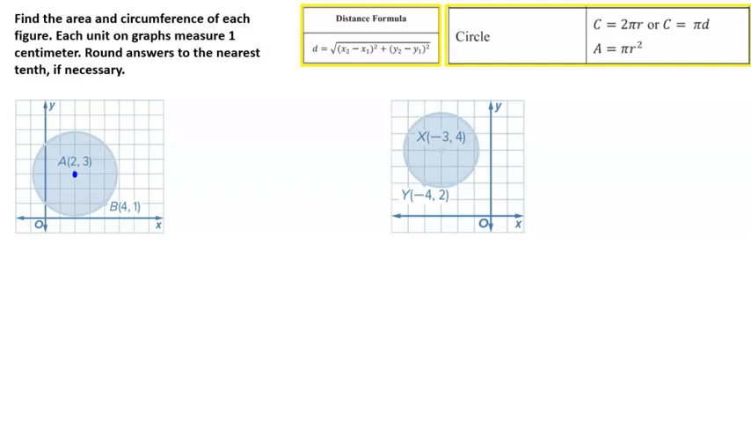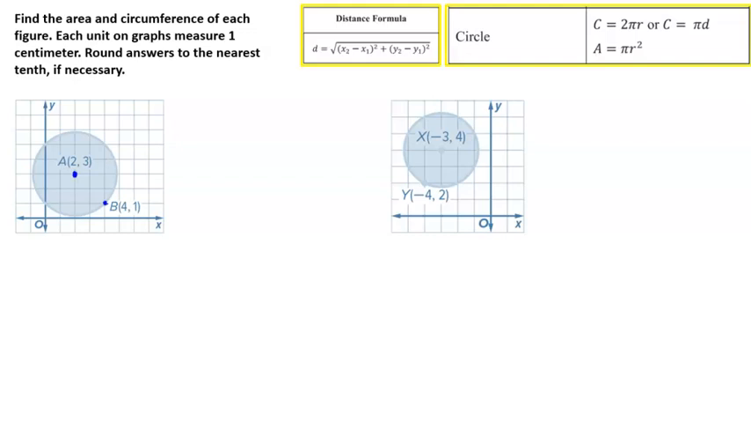So for these particular circles, we can't just count the radius. You also cannot just count this as 2. That is not 2. And so when we count, we can only go down the squares or over. So just kind of be careful. All right, so we're going to use the distance formula for this first one.